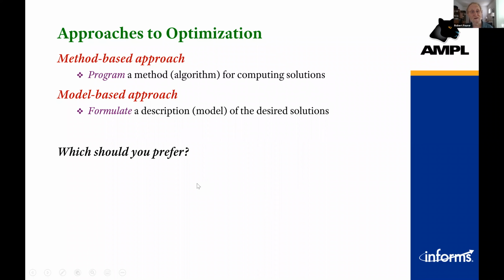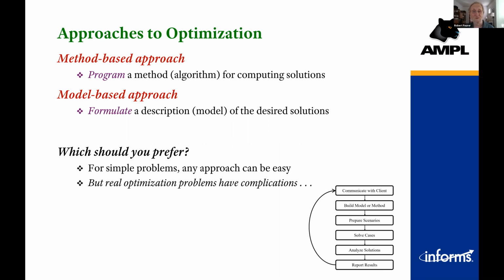Now, how am I going to decide which of these you should prefer? Well, for simple problems, actually, I could argue that any approach is easy and doesn't matter that much. Okay? But the truth is that in real optimization problems, there are complications. And that goes back to this optimization modeling life cycle, that you have to keep going back and changing things till you get it right. And every time you change it, you add more complications that your client needs. Okay? You change things, you add things. And so in real optimization problems, they're just not so simple. And so since they're not so simple, actually the approaches make a difference.